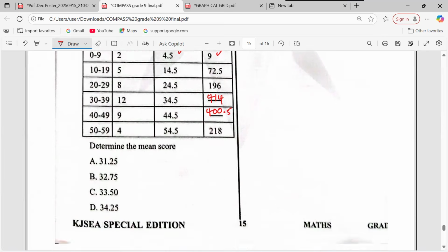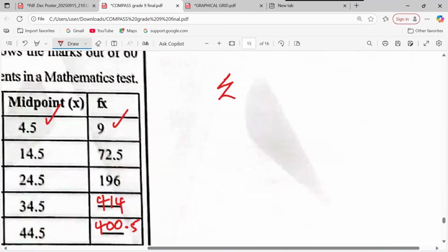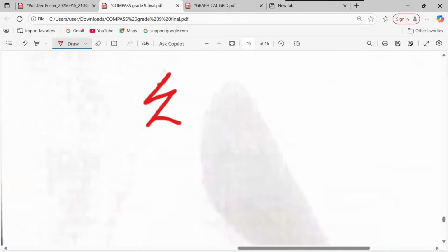Like that. So for us to determine the mean, we now need all the marks. So summation of f of x.